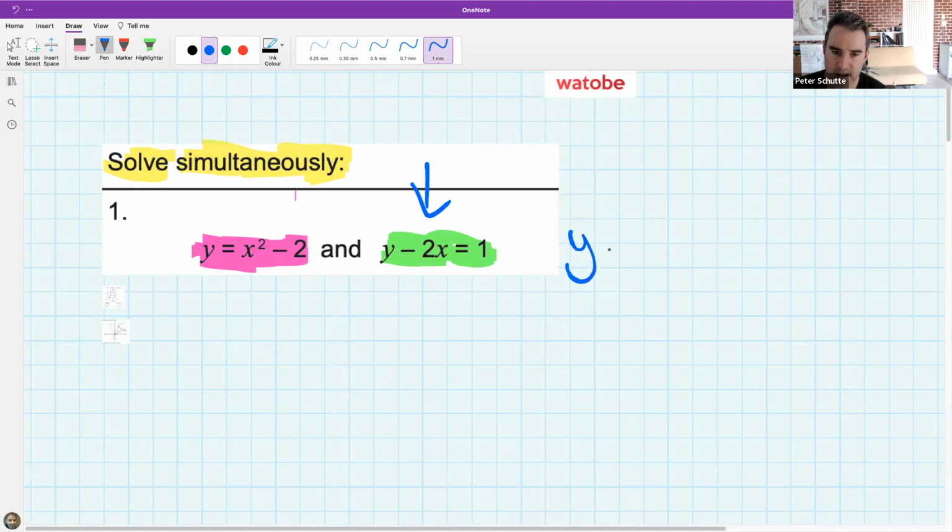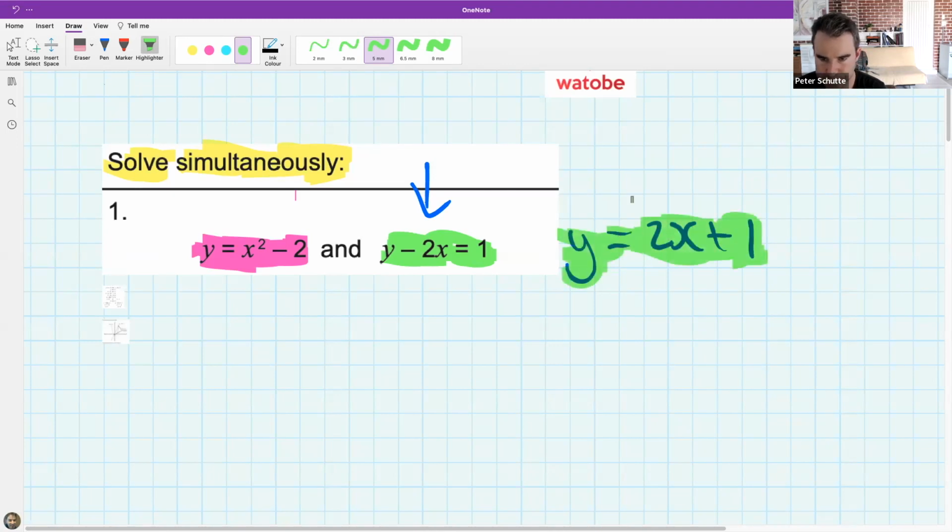And I'm going to make y the subject of the formula. And I get y equals 2x plus 1. So this is related to the green one. And this is what's called making one of the variables the subject of the formula. So step one is that.